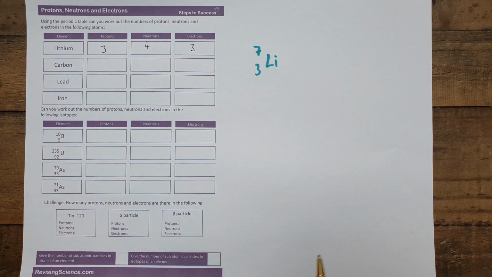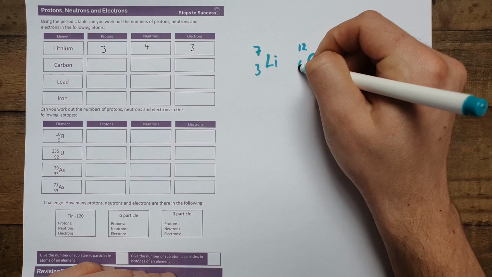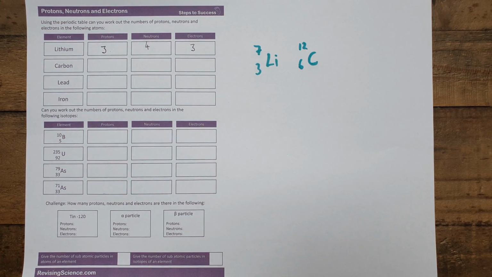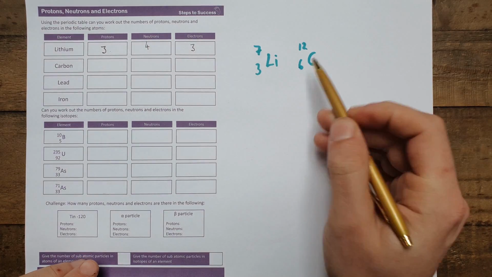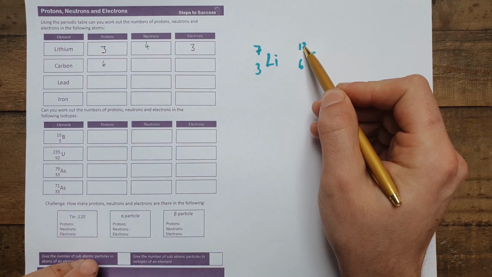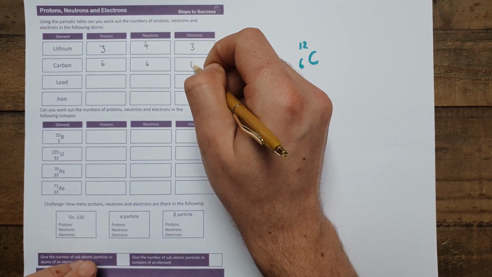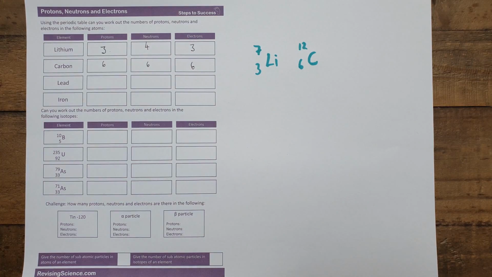If we look up carbon, carbon is numbers like this. So again, exactly the same as we did it last time. 6 here is the proton number, the neutron number is atomic mass minus the proton number, which again is 6, and the electrons is equal to the proton number.